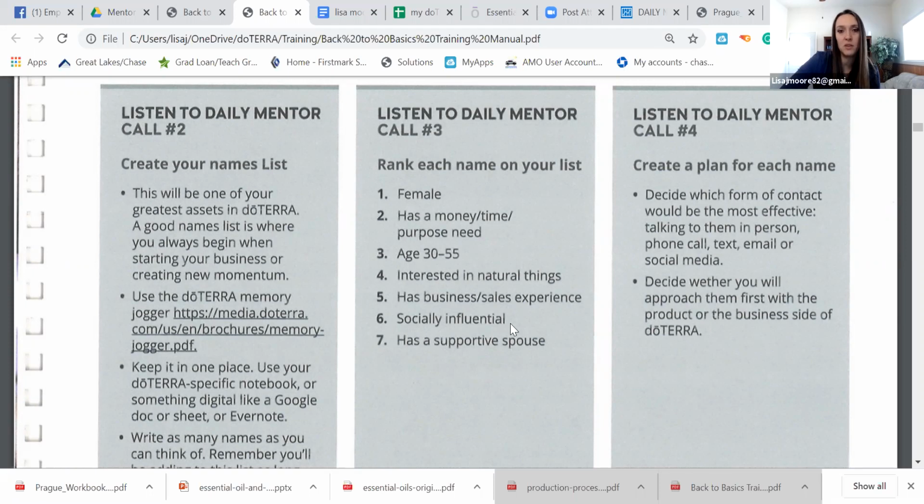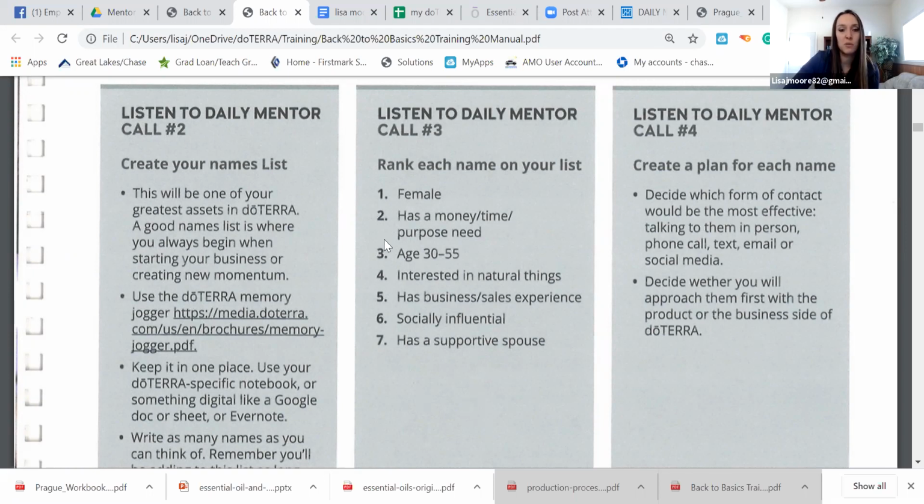So when they speak, do people listen? Do people listen to them? And has a supportive spouse or partner. Those are the 7 things. They can have all of them, they can have a portion of them. They don't have to have all of them to be successful. By no means do they have to have all of them. But the more points they have from here, chances are they would be successful in doTERRA.